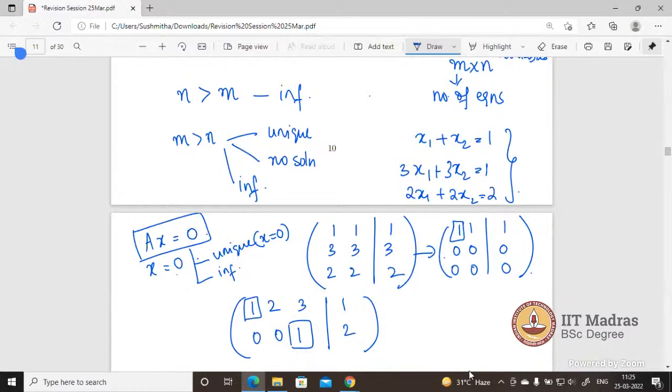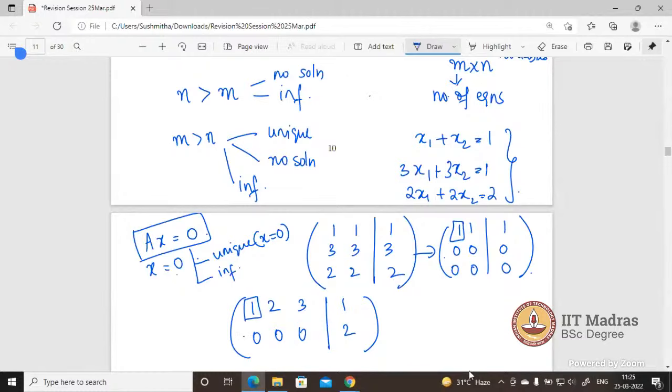And is it infinitely many or inconsistent? If this is 0, okay, if this happens, then it is inconsistent. Unique solution is not possible, because you have more variables and fewer equations, so a pivot per column is not possible. This is also infinite, right?